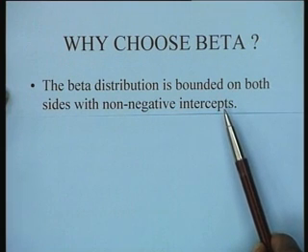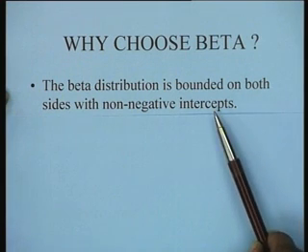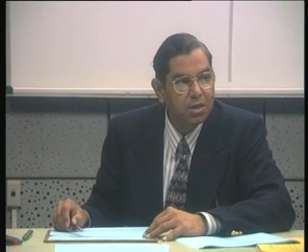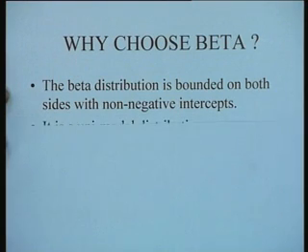Unlike, for instance, a normal distribution which extends from minus infinity to plus infinity on both sides. So the two non-negative intercepts can be very conveniently given the interpretation of the optimistic and the pessimistic times, the minimum possible time and the maximum possible time. This is one property of the beta distribution.